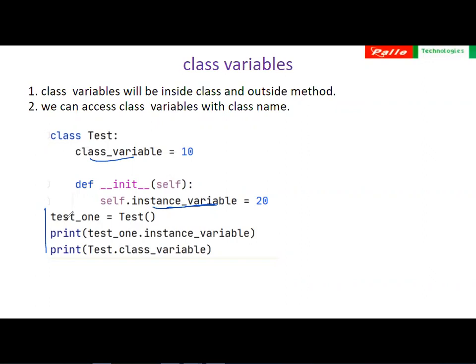Now if I want to access the class variable, how can I access it? By using the class name. Is it required to create the object? Yes or no? No, correct? So if I want to access the class variable, I have to use the class name. I am not supposed to use the object, so there is no need of creating an object. Is that clear?